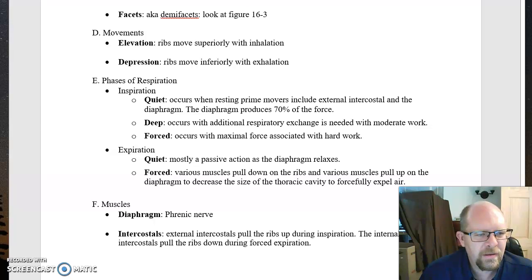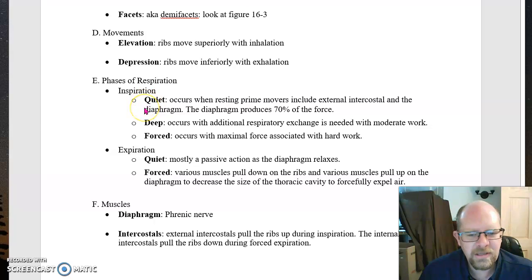So with inhalation, the ribs will elevate or move superiorly. With exhalation, the ribs move inferiorly or depress. Take a look on page 273 of your textbook, figure 16-10. In a moment, we're going to take a look at these intercostal muscles, but it allows you to see how the muscle will pull on either the rib above or the rib below to form this elevation or depression.